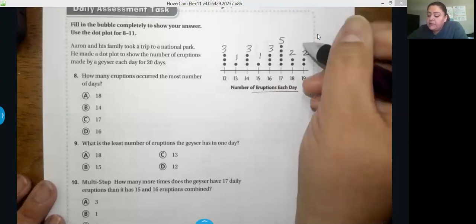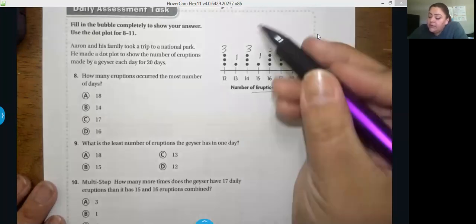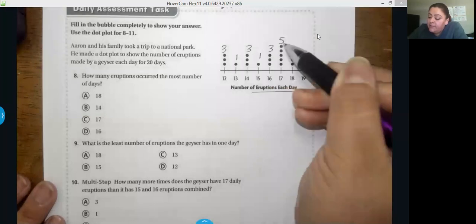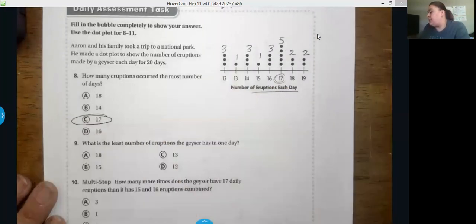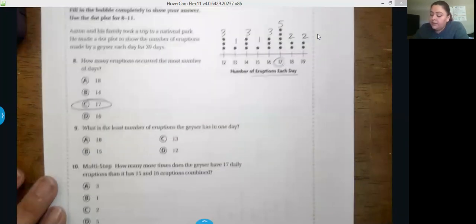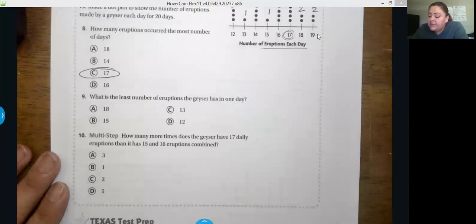All right, Aaron and his family took a trip to a national park. He made a dot plot to show the number of eruptions made by a geyser each day for 20 days. How many eruptions occurred the most number of days? So we're going to just look and see which one is the highest number. 5. That's going to be for 17, guys. So simple, I promise.